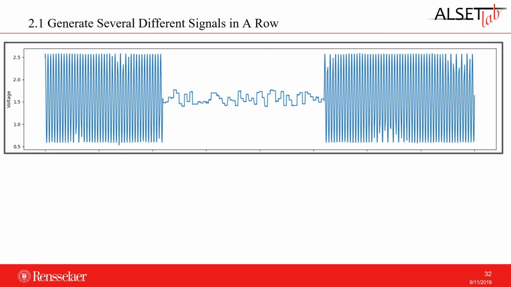The figure above shows an example of generating different types of signals in a row using the Waveform SDK to interact with Analog Discovery 2. The signal generator first sends a sinusoidal wave. After a while, it shifts to send a noisy signal with a smaller amplitude, and finally back to the sinusoidal wave. All the parameters, including time, frequency, amplitude, and offset, can be adjusted in the Python script.